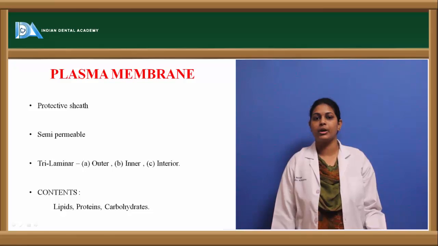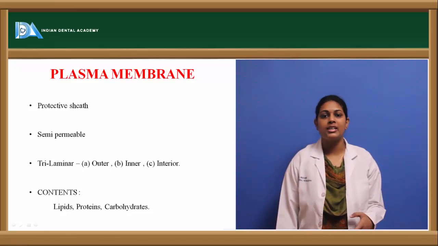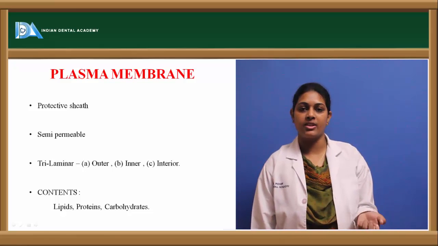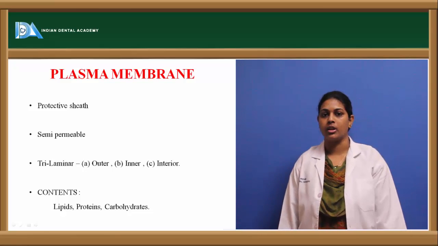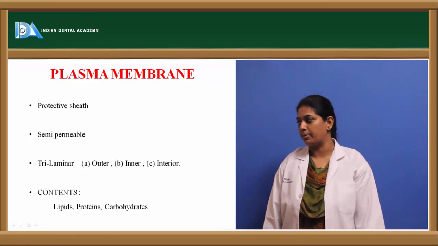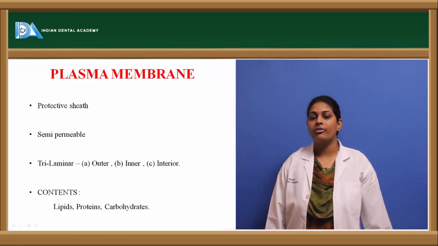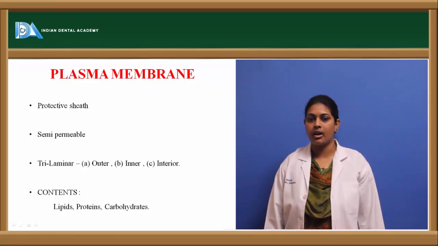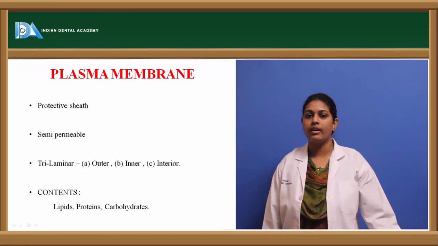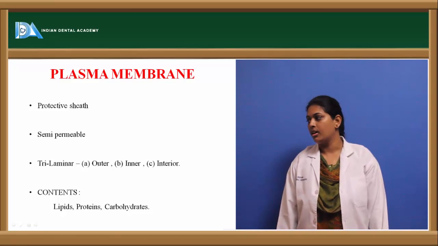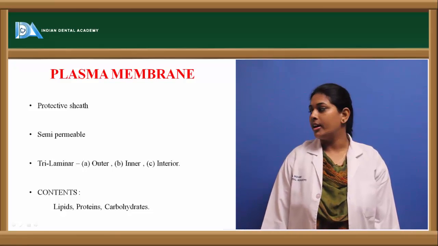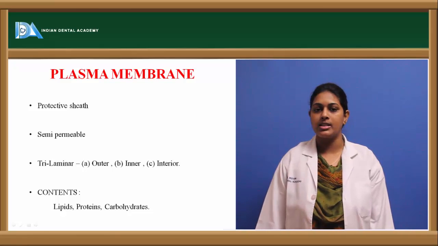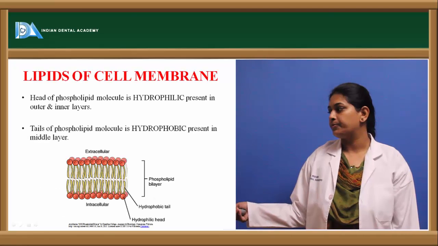Then comes semi-permeability. Semi-permeability means the membrane is selectively permeable. That is, it allows only certain molecules to enter, those which are permeable to the membrane. Then it is usually made up of 3 layers, so it is known as a trilaminar layer: the outer layer, the middle layer, and the inner layer. The main structures present in the cell membrane are lipids, proteins, and carbohydrates.